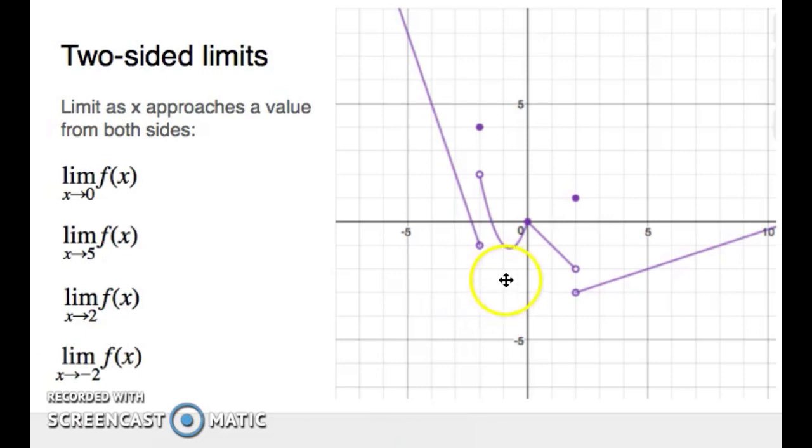So if we had something like we had in the last slide for 2 and for -2, you look at 2 from the left, the limit would be -2. From the right, the limit would be -3. Those don't equal each other, so we would say the limit as x approaches 2 from both sides does not exist. Same thing with the limit as x approaches -2. From the left, the limit is -1. From the right, the limit is 2. Those don't equal each other, so the two-sided limit does not exist.